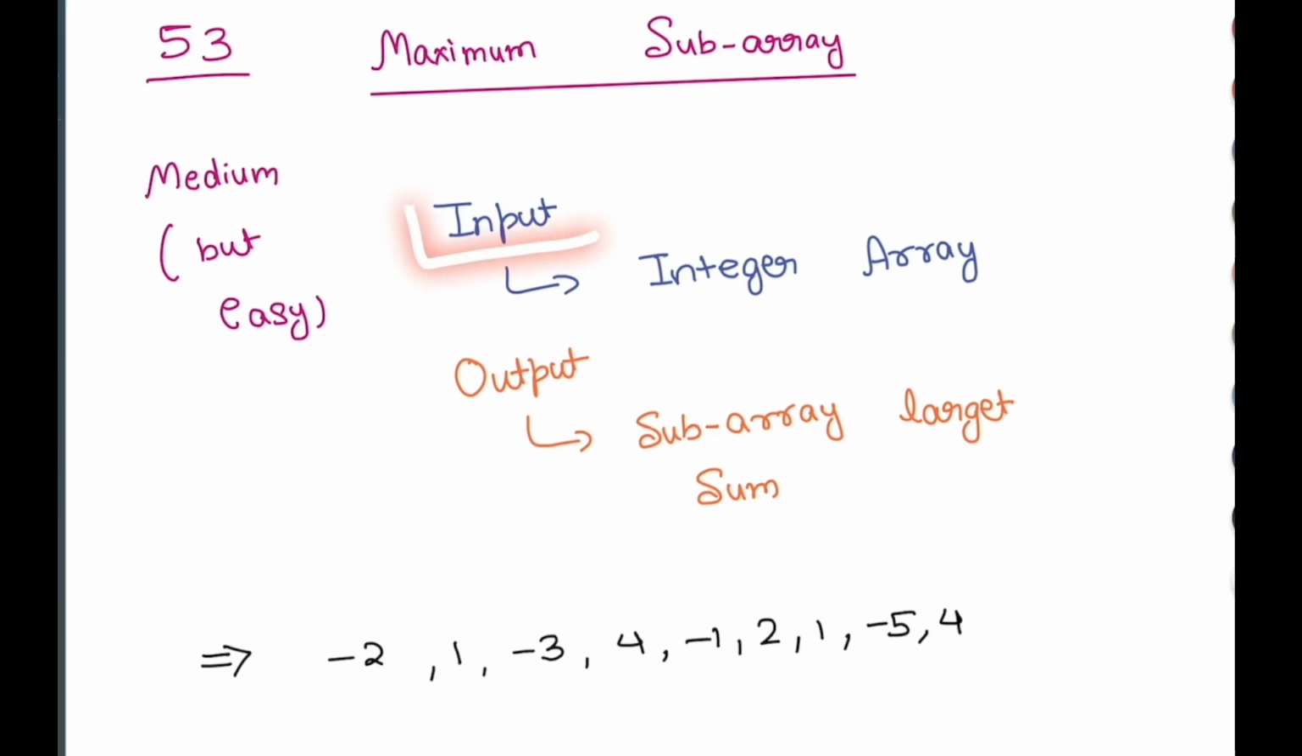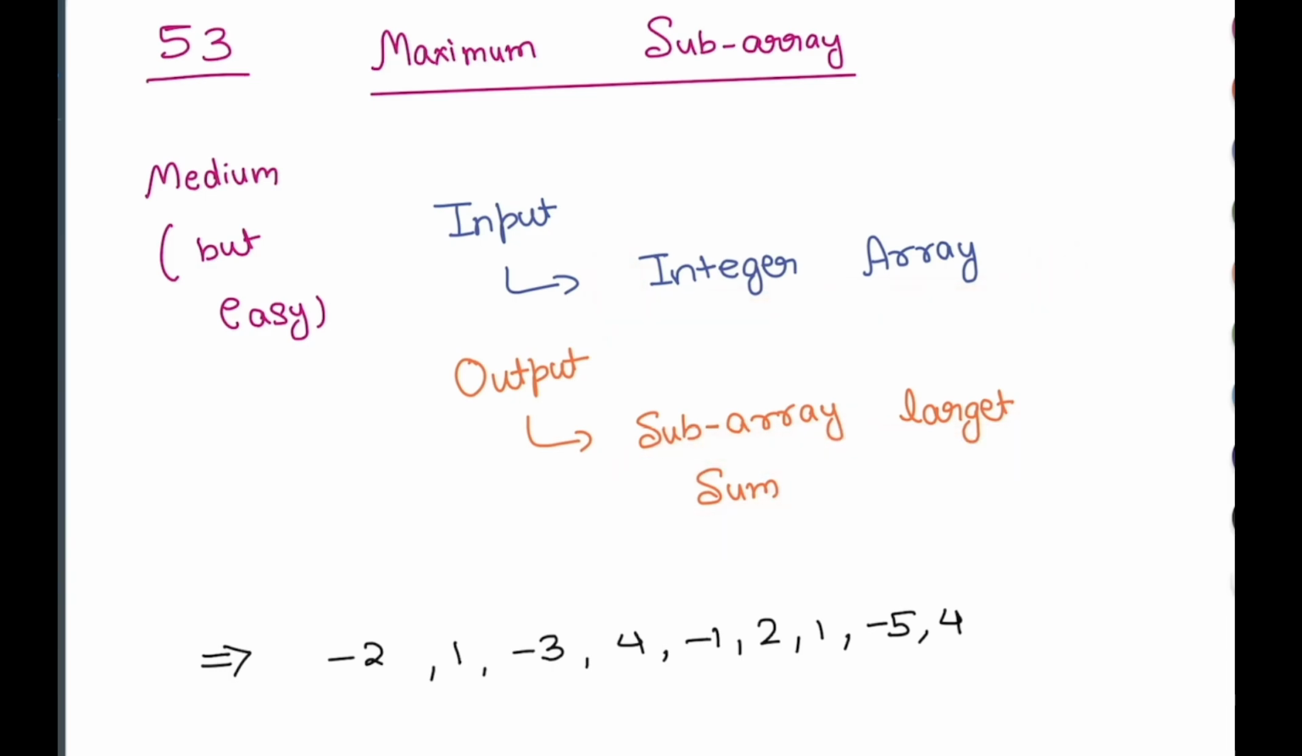In this problem, we are given an input, an integer array. The array can contain positive, negative and zero values. The output we need to find is the largest sum of a subarray from our given integer array. So the question is very straightforward. From your given input, find a subarray which can give me the largest sum.